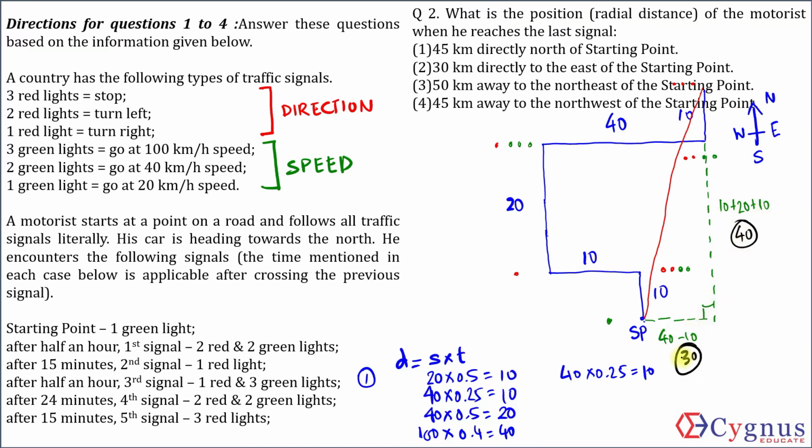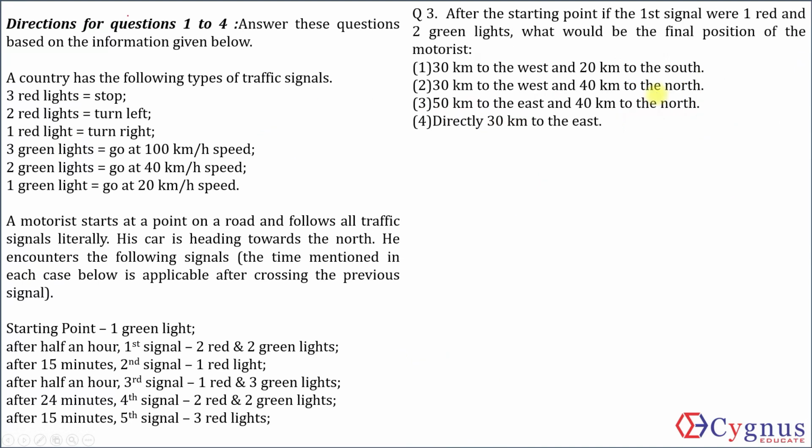So using Pythagoras theorem, you can find out the hypotenuse, which should be 50 kilometers. Now 50 kilometers, only one answer is there. That is our correct answer. Had there been multiple answers saying 50 kilometers, then we would have checked the direction. The direction with regard to the starting point is in the north and in the east. So essentially in the northeast. So the answer is correct either which way, 50 kilometers away to the northeast of the starting point. I hope this is clear. Let's go to the next question.